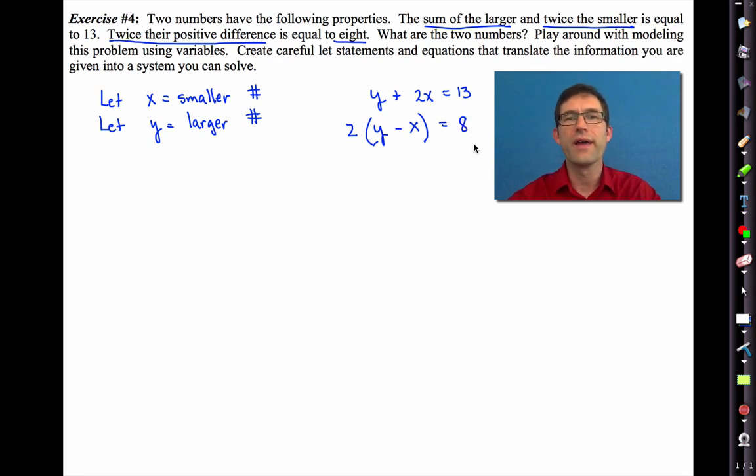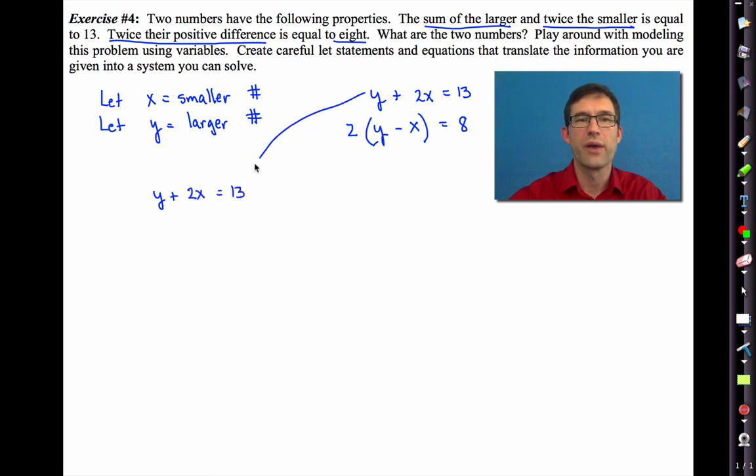Now, before I go ahead and do anything, it might make sense to distribute that 2. I'm not doing it yet, I'm just rewriting this equation. But distribute this 2 through this parentheses. Not over here. That 2 is not on this side. No 2. So what do I get? I'll get 2y minus 2x is equal to 8. And I want to solve this.